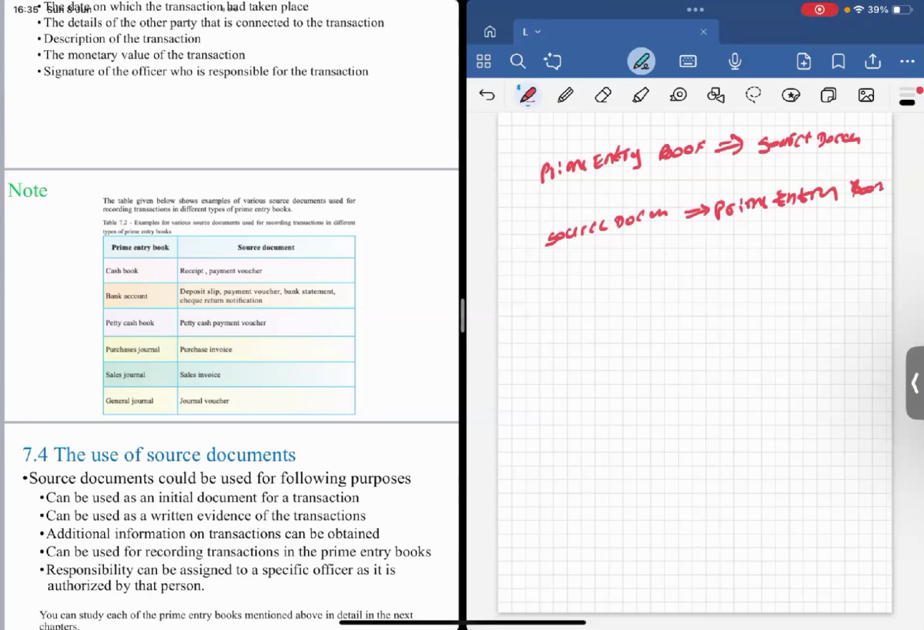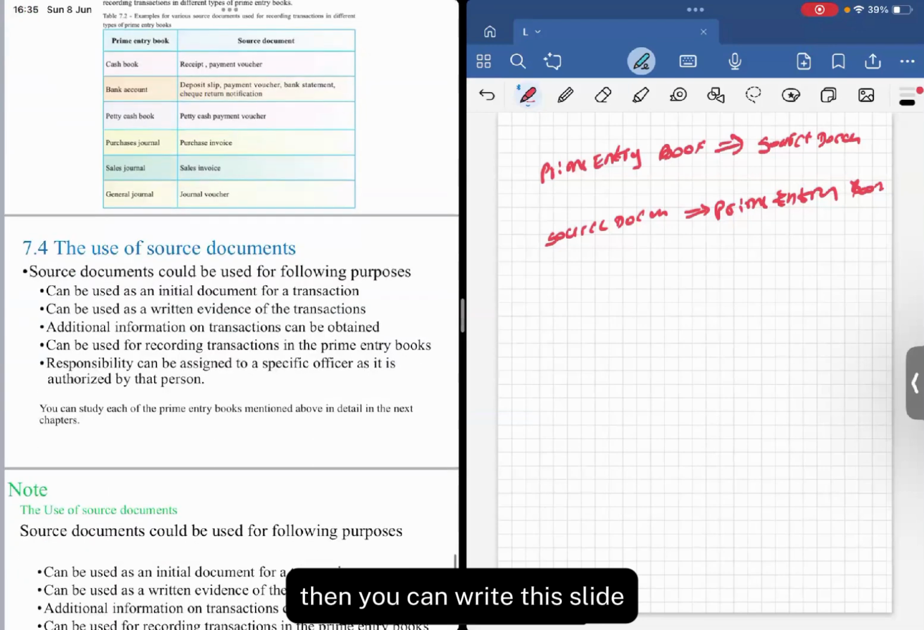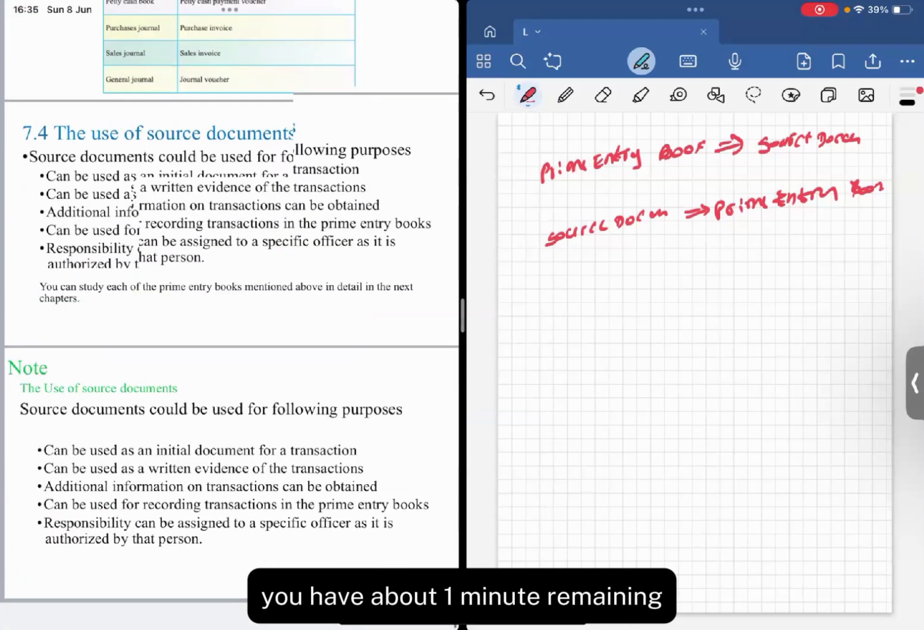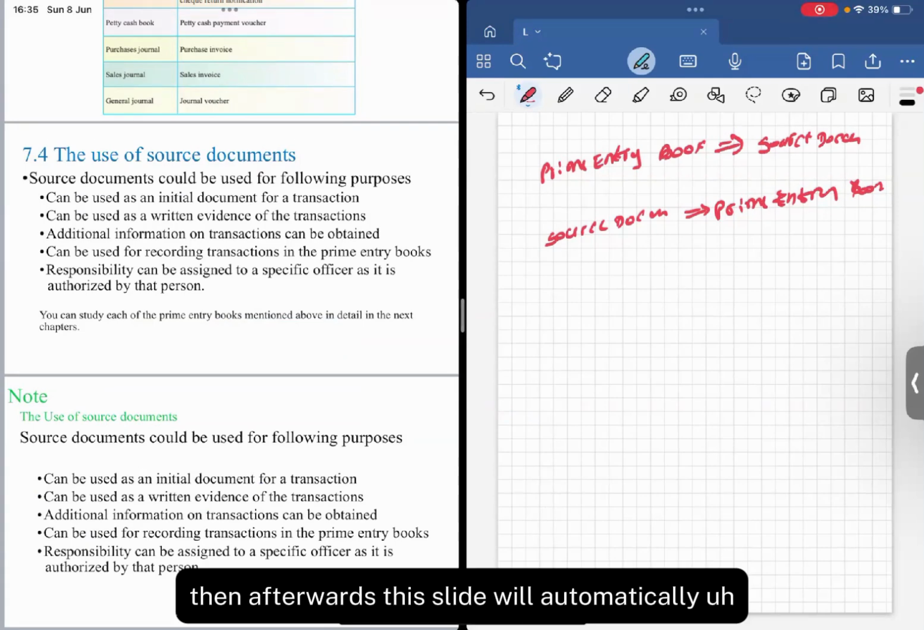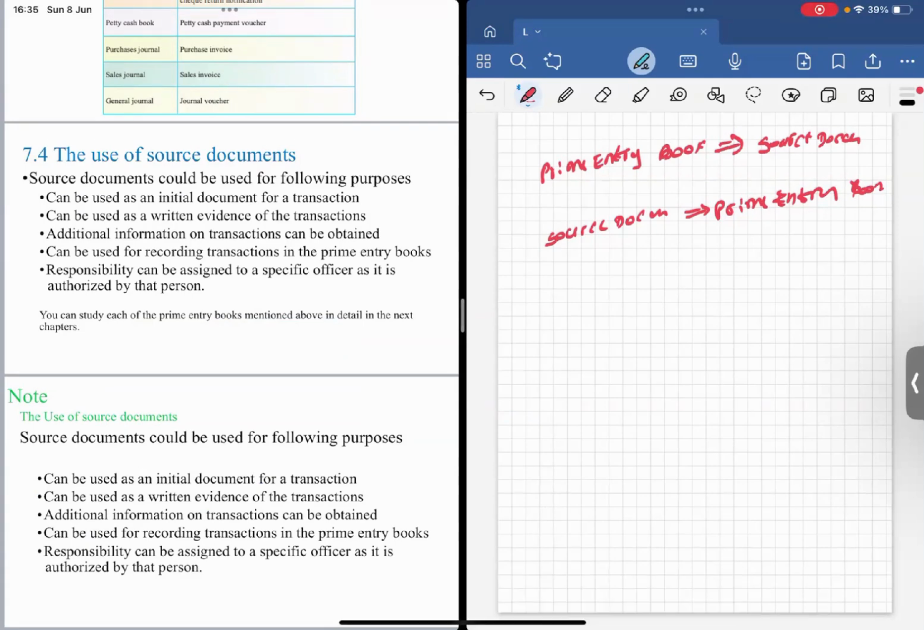Finished. Okay. Then you can write this slide. You have about 1 minute remaining, 1 minute 40 seconds. Then afterwards, this slide will automatically end.